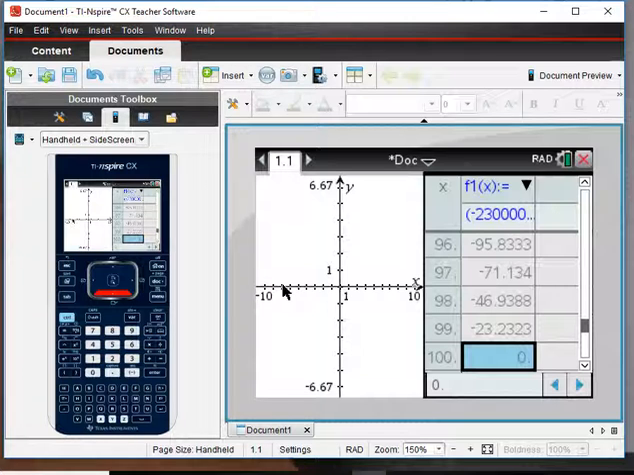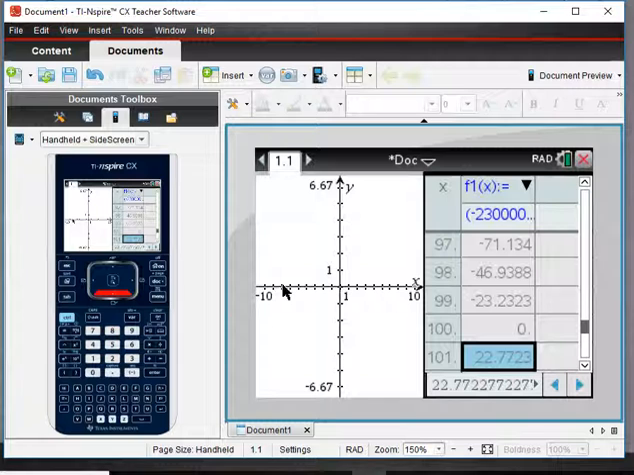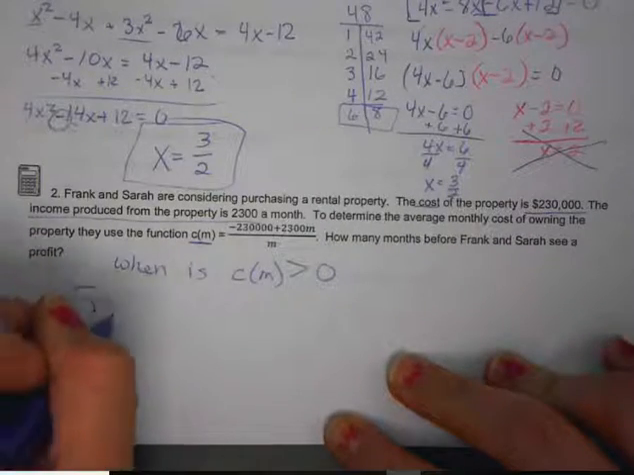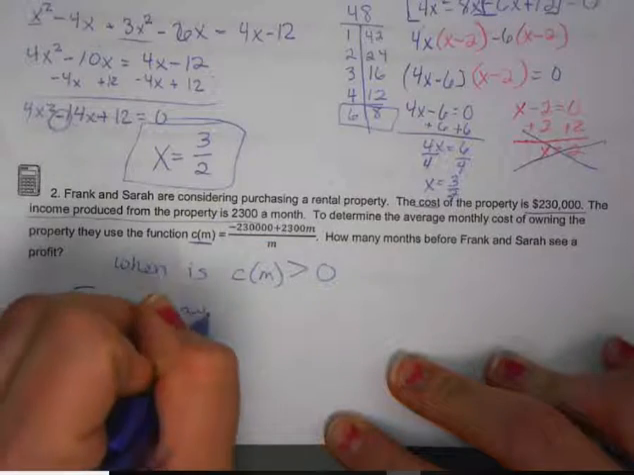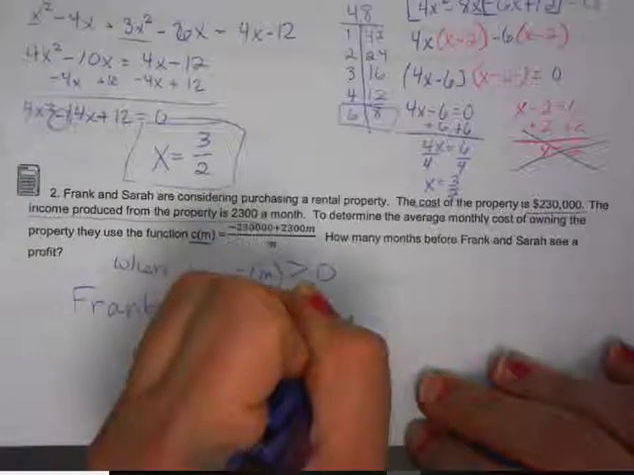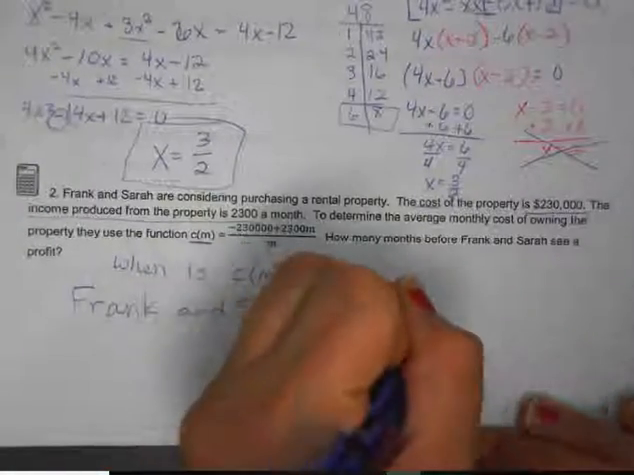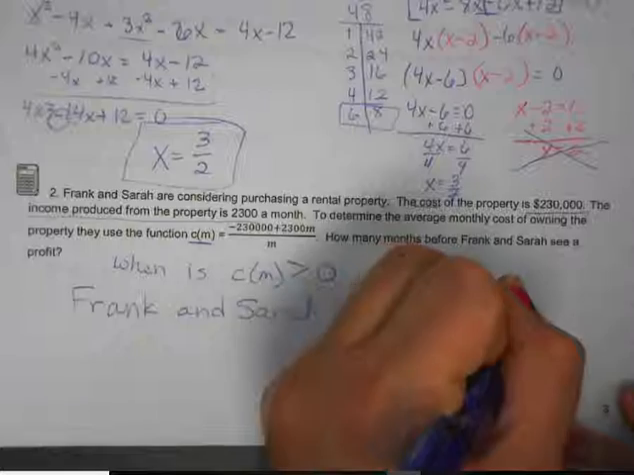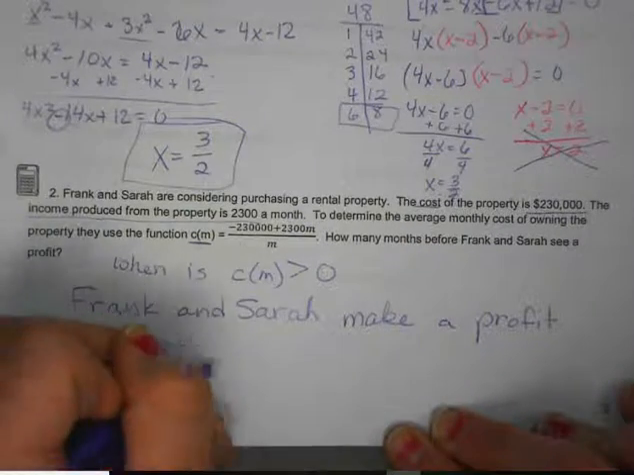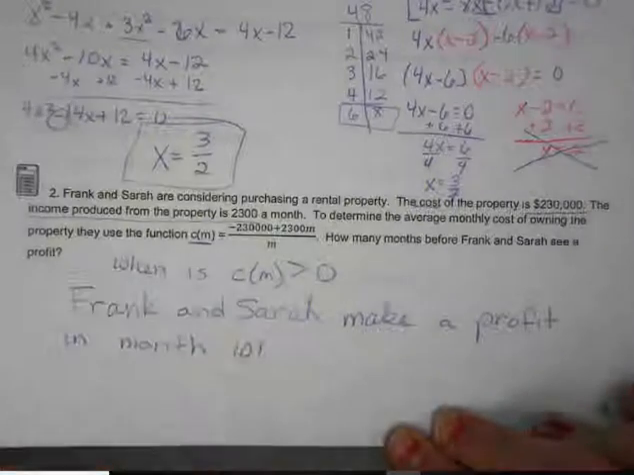We do not want the break even point. 100 months is when we break even. We won't make a profit until month 101. So what we're going to do is on our paper, we're going to put Frank and Sarah make a profit in month 101. And that's it.